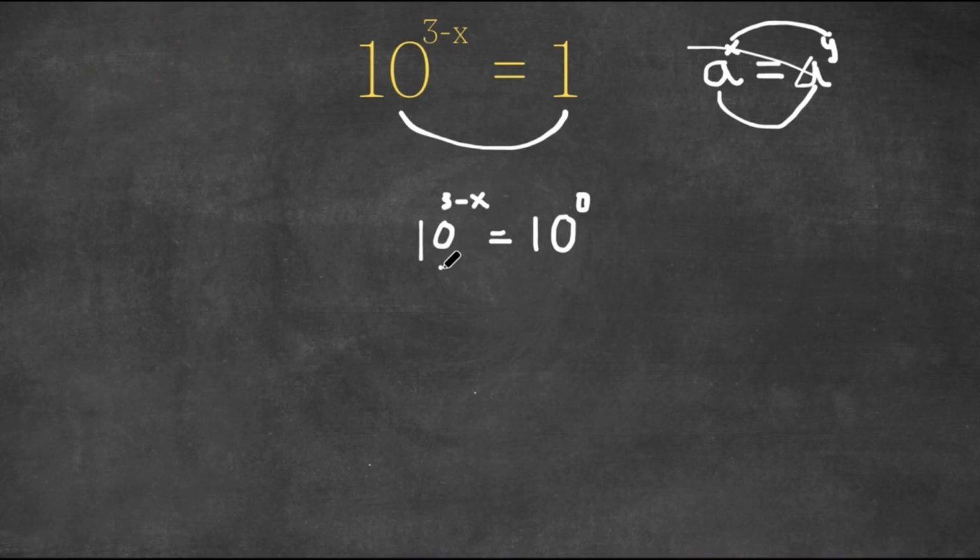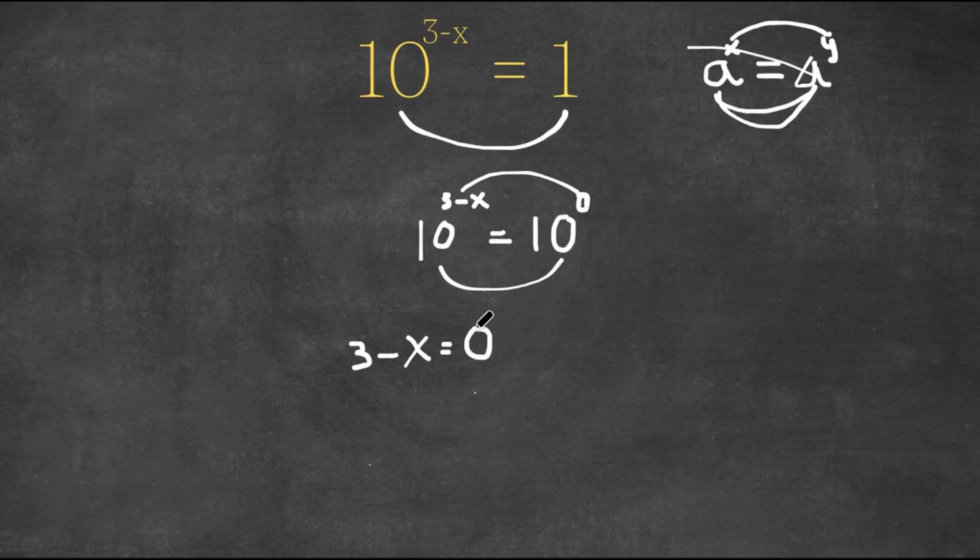Now notice how these two bases are the same, just like this one. And think of 3 minus x as x and the 0 as y. Because these two bases are the same, that means these two exponents are the same as well. So we can just ignore the bases for now and just set 3 minus x equal to 0. And now, as you can see, we've created a simple equation using our method.